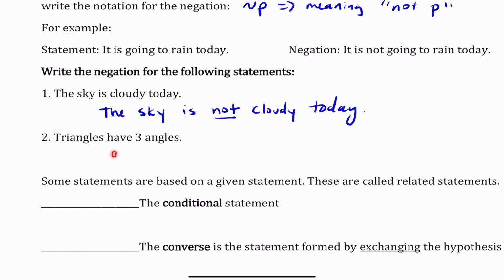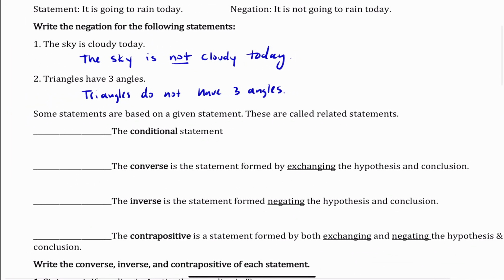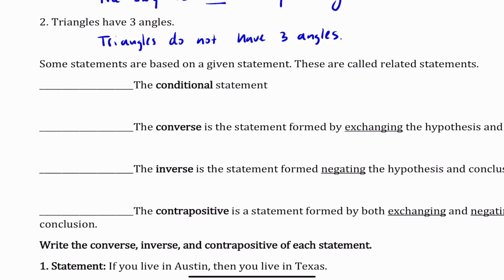Now, let's go ahead and take a look at number 2. Triangles have 3 angles. To negate that, I would say triangles do not have 3 angles. So, some statements are based on a given statement. These are called related statements. So here we've talked about the conditional statement, which is in the form if P, then Q. But now I'm going to go ahead and introduce you to the converse, inverse, and contrapositive.